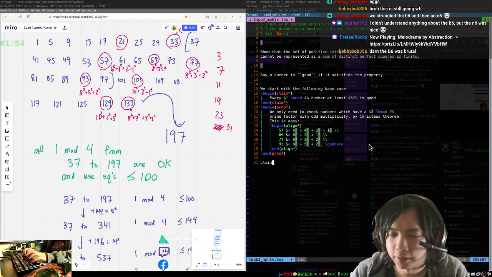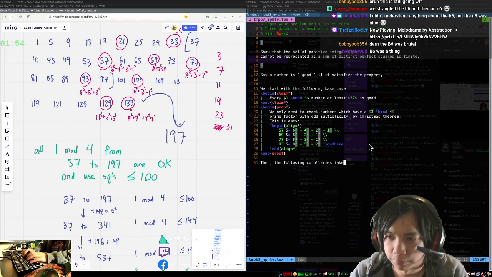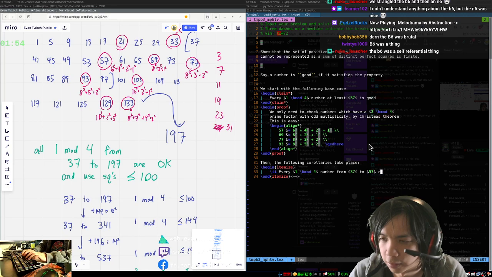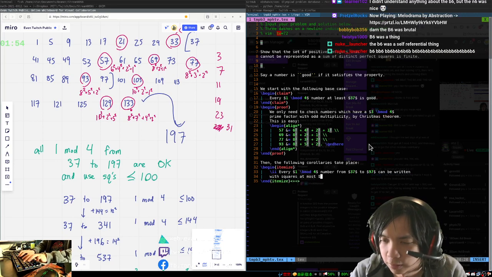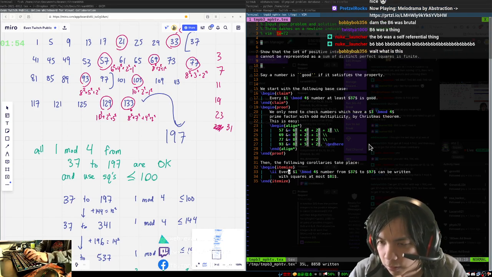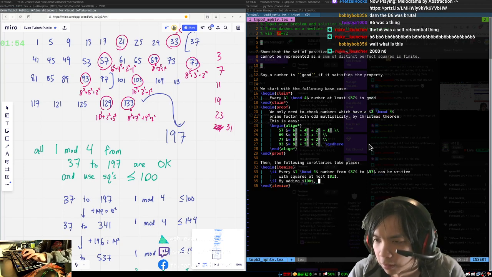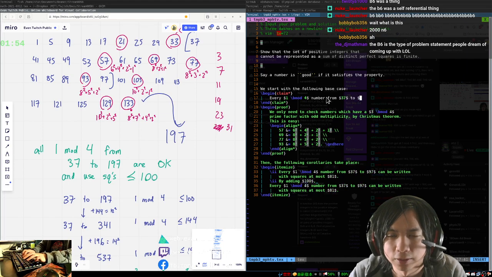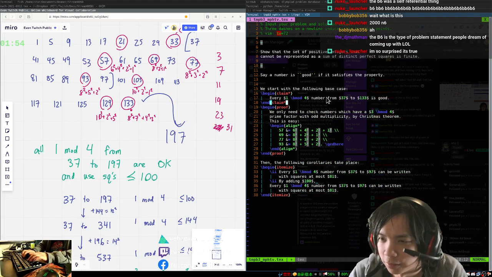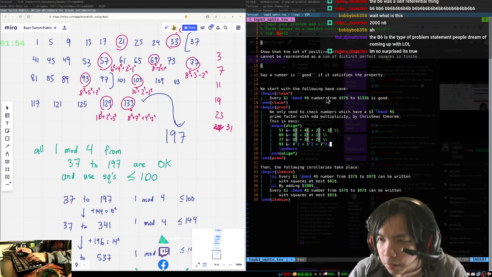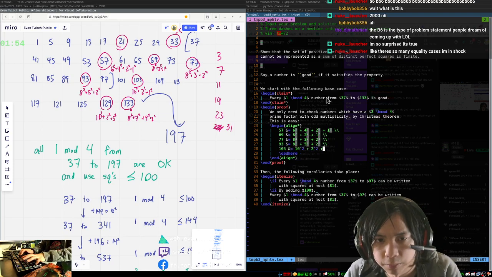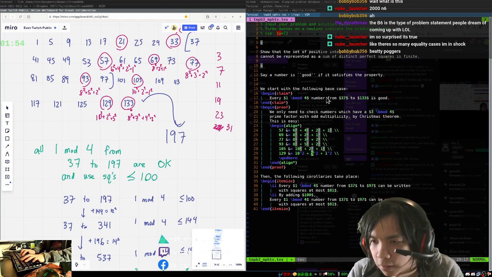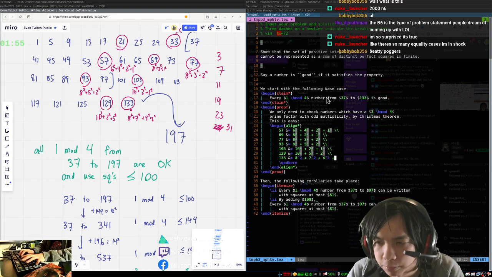Claim: the following corollaries take place. Every 1 mod 4 number from 37 to 97 can be written with squares at most 81 by adding 100. Hang on, from 37 to 133. There's more cases I need. So 105 is 10 squared plus 2 squared plus 1 squared. Sorry, 129 is 10 squared plus 2 squared. And 133 is 8 squared plus 7 squared plus 4 squared plus 2 squared.